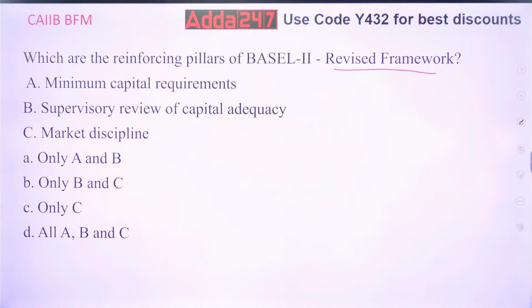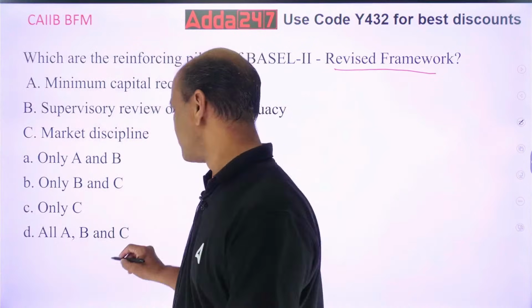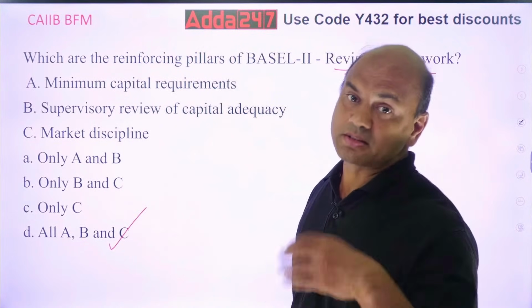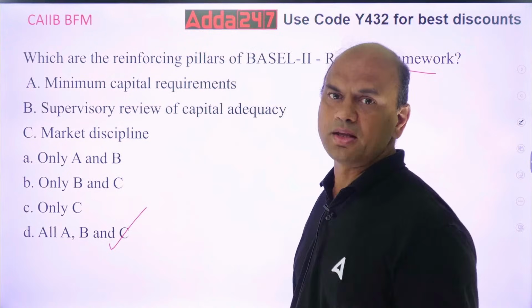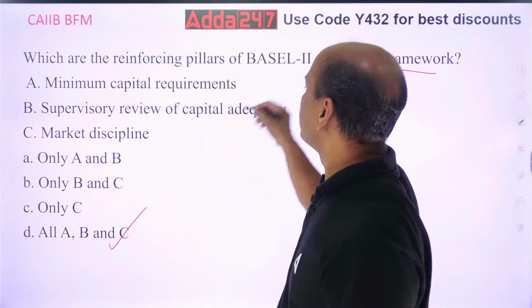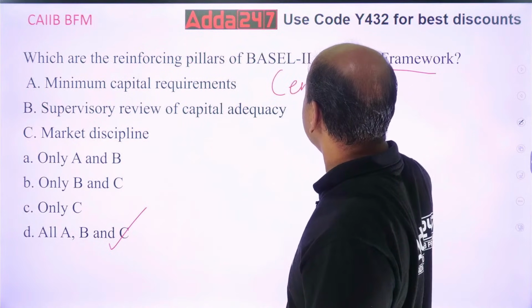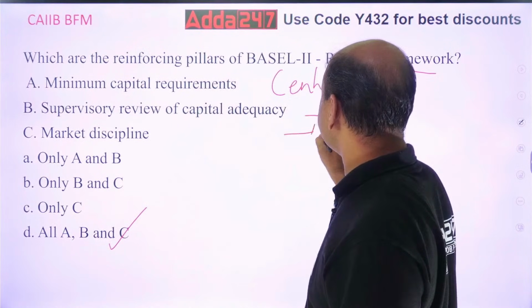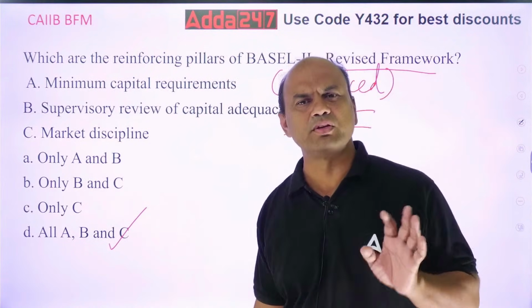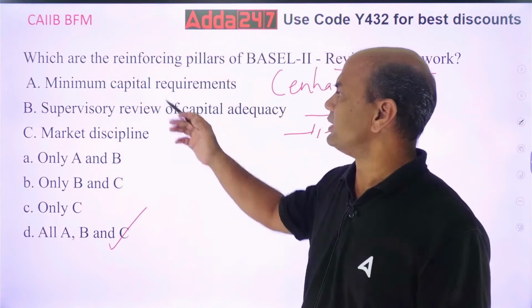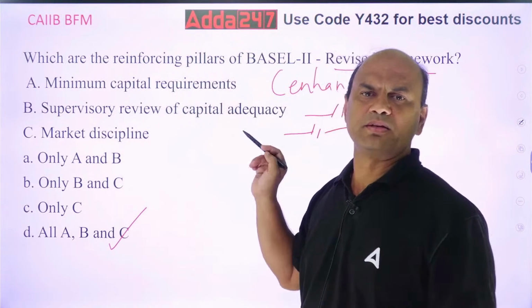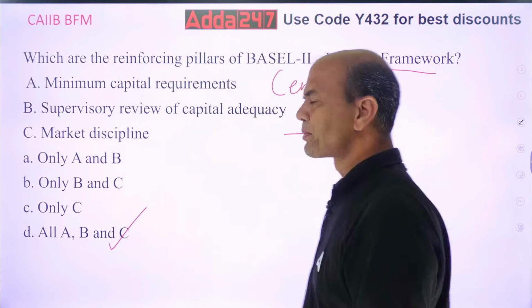So the answer for this is all the three. All the three are important. All A, B and C. In fact, Basel III also has the same ones. Only in Basel III, everywhere you have the word enhanced. Here also, here also. Basel III has only one word which is added, that is enhanced minimum capital, enhanced supervisory review, enhanced market discipline. Pillars are same. Okay?